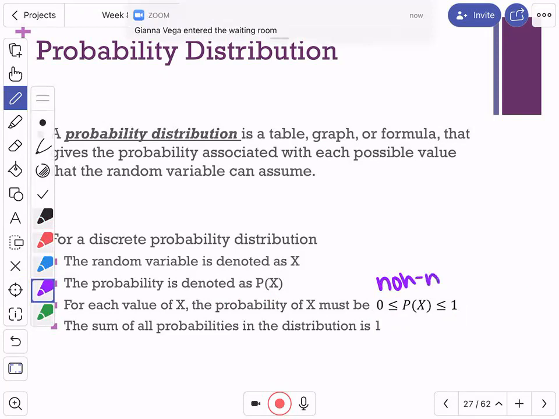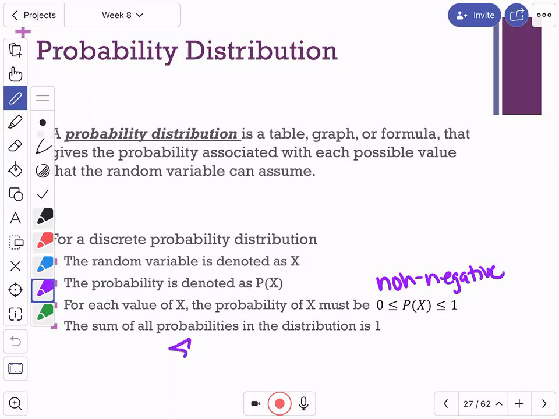This is the non-negative rule, which means that you can't have any negative probabilities. There's no such thing as a negative probability. There's also no such thing as a probability bigger than 1. Every probability must fall between 0 and 1. The other rule is that the sum of all probabilities in the distribution is 1.